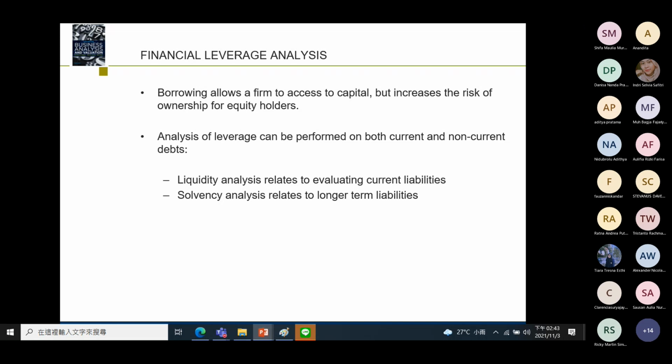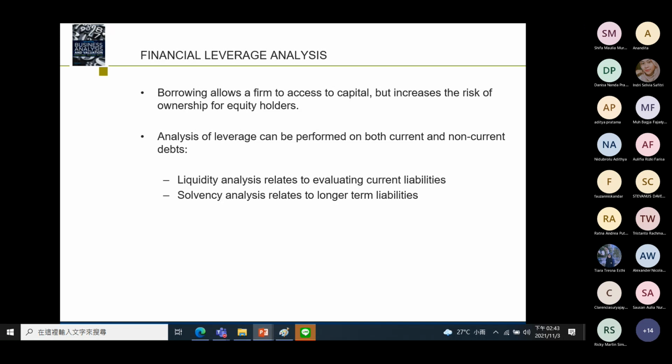Some of these other forms of liabilities, such as trade payables or deferred taxes, do not carry any interest charge at all. Other liabilities such as finance lease obligations or pension obligations carry an implicit interest charge.